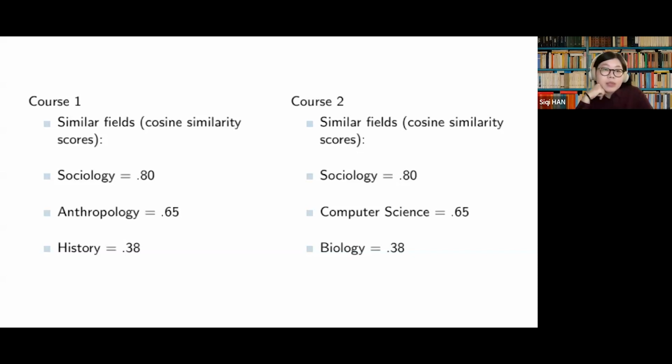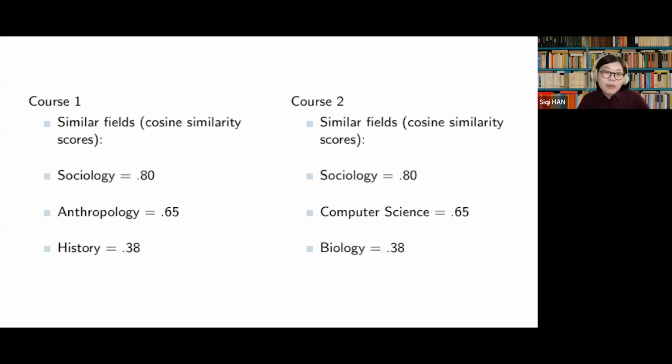You can see they have the same similarity to sociology, which is 0.80, right? But they are associated with 2 different other fields. Course 1 is to anthropology, history. All 3 associated with course 1 are social science, and their distances between each other are not very far away. But for course 2, the other disciplines that it is associated with are computer science and biology. These are hard science or STEM majors.